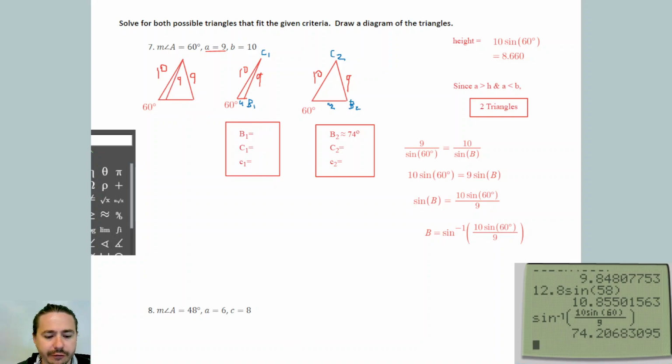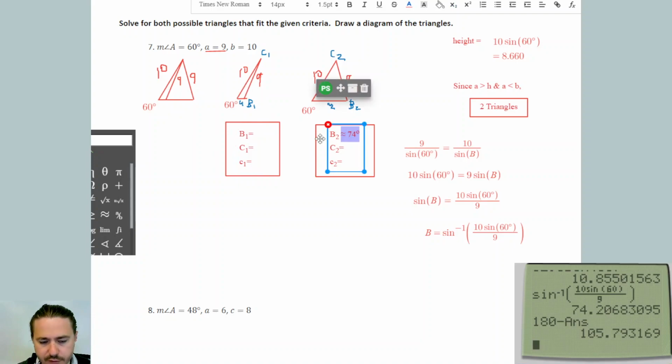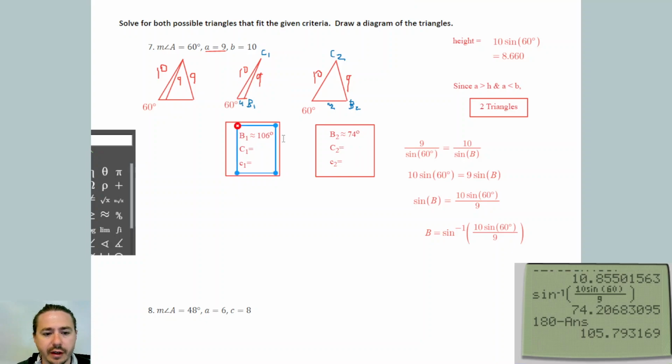So if I find the difference between B2 and 180, if I do 180 minus the B2, which is what we just got, I get about 106 degrees. So we'll say that this is approximately 106 degrees. All right, so we got both B values.